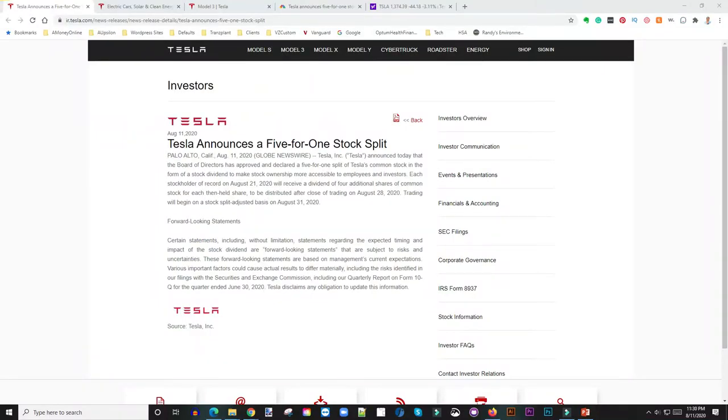So Tesla actually just put out this news yesterday, August 11th, announcing their 5-for-1 split. So we're just going to read here. This is the actual press release from Tesla. It reads: Tesla announced today that the board of directors has approved and declared a 5-for-1 split of Tesla common stock in the form of a stock dividend to make stock ownership more accessible to employees and investors.